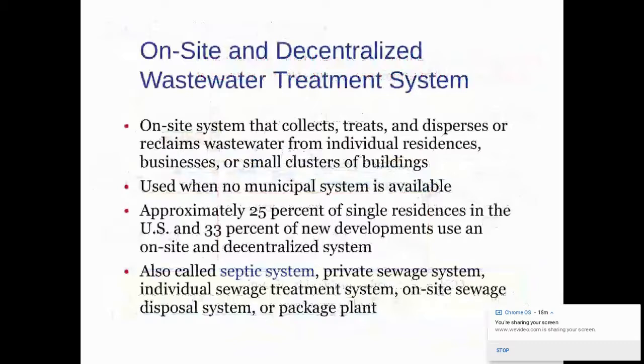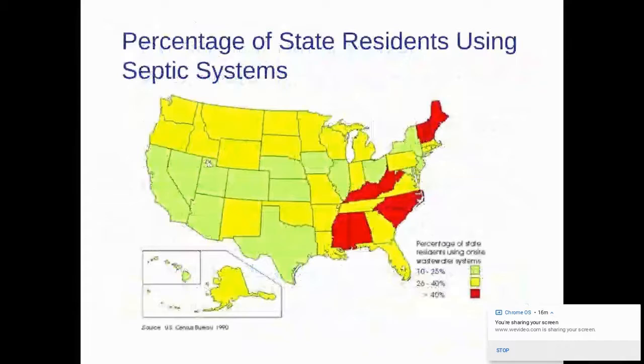So actually, maybe there's a possibility that if you live in unincorporated Des Plaines, you might have this. About a quarter of all residents in the U.S. and 33% of new developments, since new developments a lot of times are further away from downtown areas, use this. It's usually called a septic system, private sewage system, individual sewage treatment system, on-site sewage, or packaged plant.